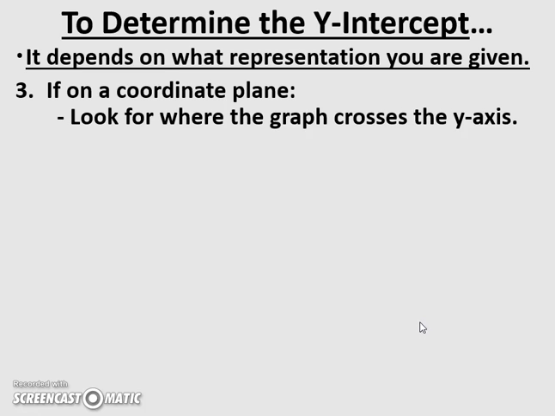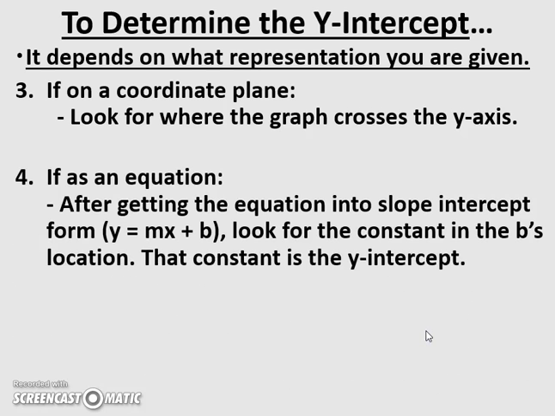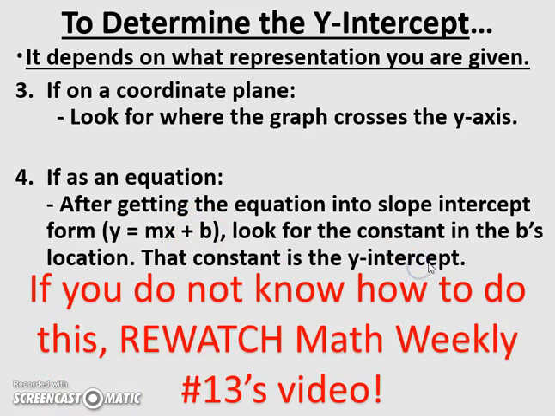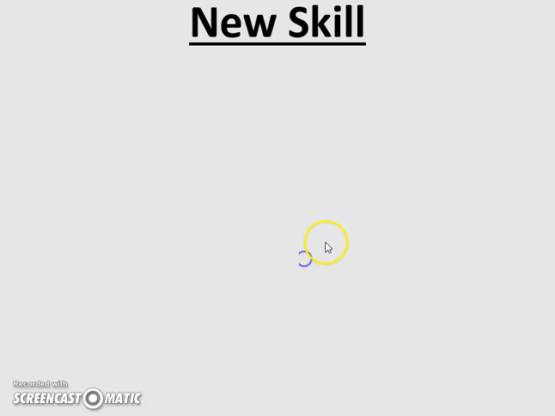When we look at a coordinate plane, we're looking for where the graph crosses the y-axis. If it's an equation, after getting the equation into slope-intercept form, which is y equals mx plus b, look for the constant in the b's location. That constant is the y-intercept. And remember, this can be a positive value or a negative value. If you do not know how to do these four skills, rewatch Math Weekly number 13's video, because from here on out in this video, I'm assuming that you've mastered those skills.